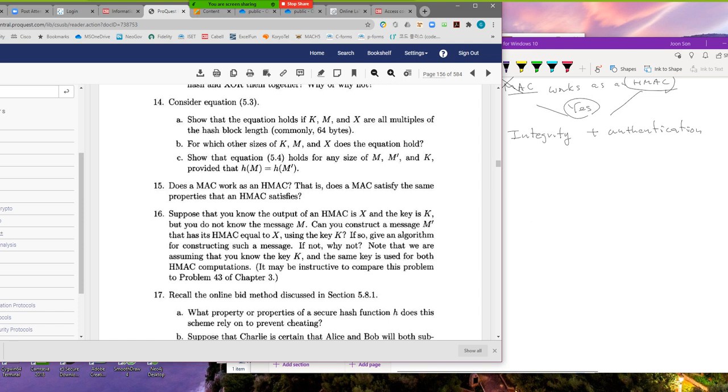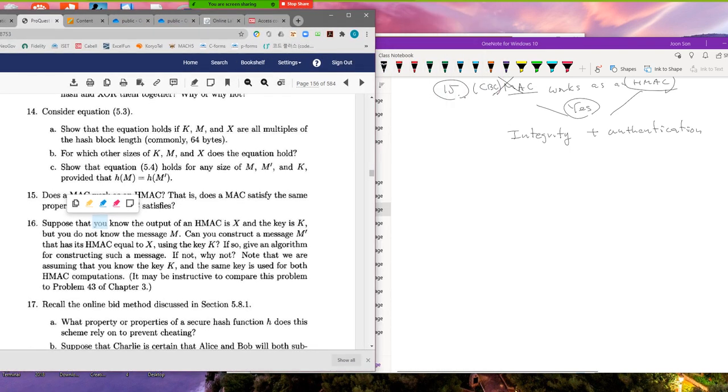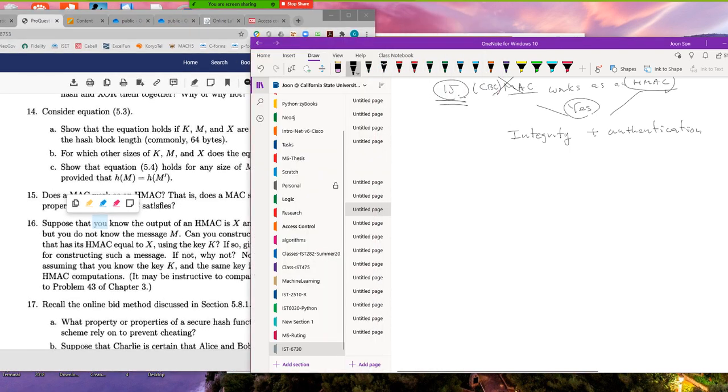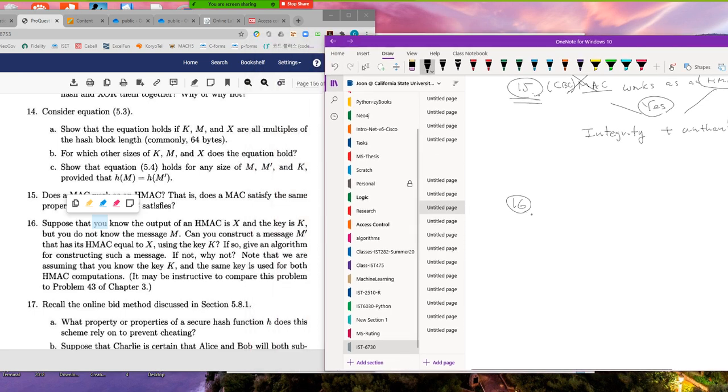Right? So now let's look at problem 16. Suppose that you know the output of the HMAC is X and the key is K, but you do not know the message M. Can you construct a message M prime that has its MAC equal to X using the key K, right? So let's take a look at this problem, problem 16. Suppose that the output of HMAC is X, right?